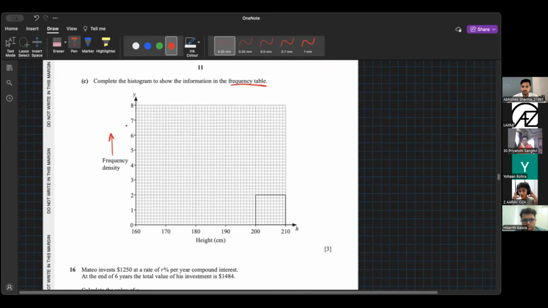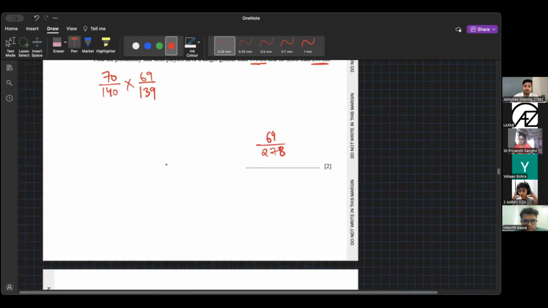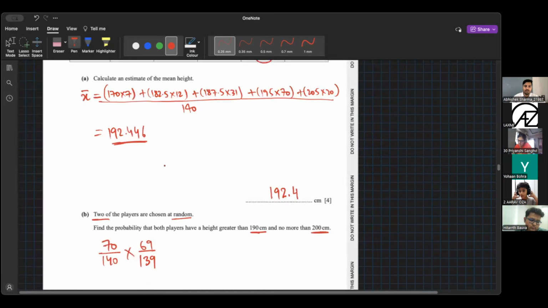How do you do that? You can consider similarity there. Similarity is basically ratio only. Scale factor of length, that is ratios. Here in this case, we have to find the frequency density for each class interval. Let's check for the first one.